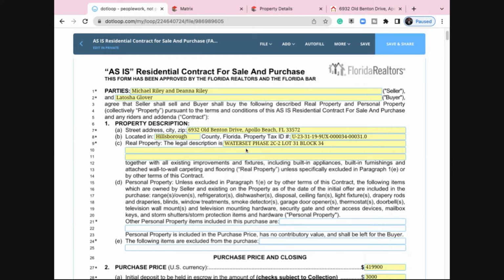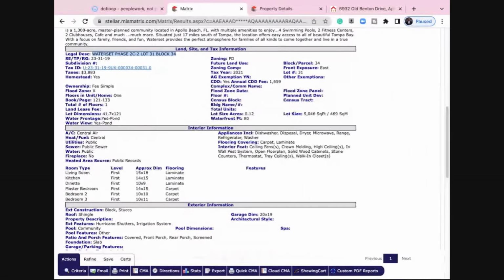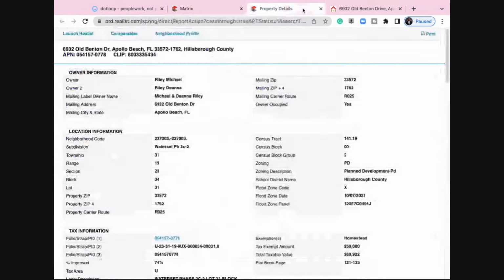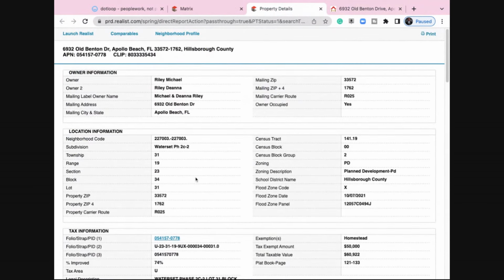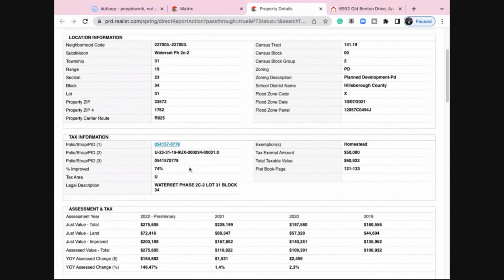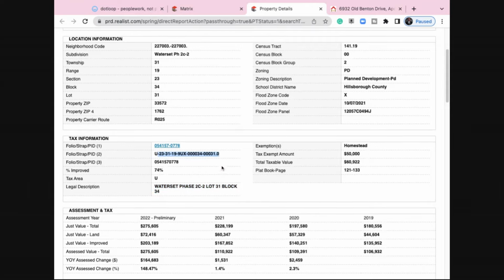Now, another pro tip, it is so important that you copy and paste this information, because you don't want to typo it. So again, copy and paste it, and you can actually check this legal description two ways. One, if you have access to the MLS, it's right here. And secondly, let's say you don't have access to the MLS for whatever reason, then you can get the legal information here from tax ID, as well as the tax information, folio number, everything. Everything is here.